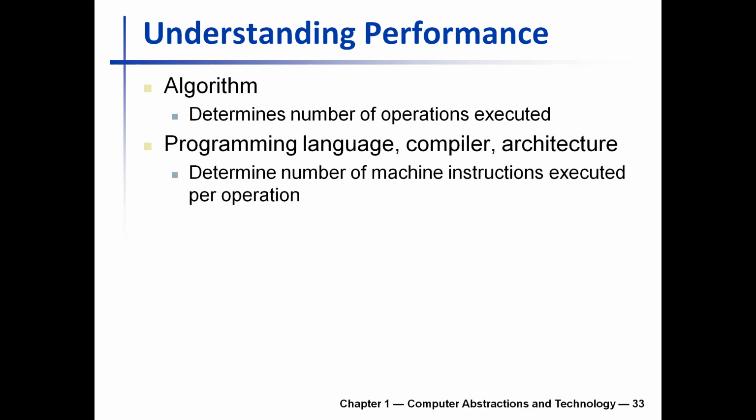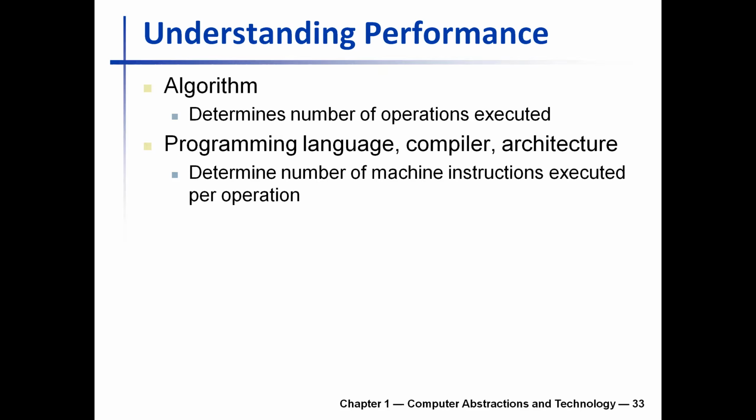Then when you go to the next level, the systems level, where we talk about an instruction set architecture, a programming language that you use to convert your algorithm into source code, and then a compiler tool chain, which allows you to translate your source code into machine code, right? So at the systems level, the notion of performance boils down to the number of machine instructions executed per operation, right?